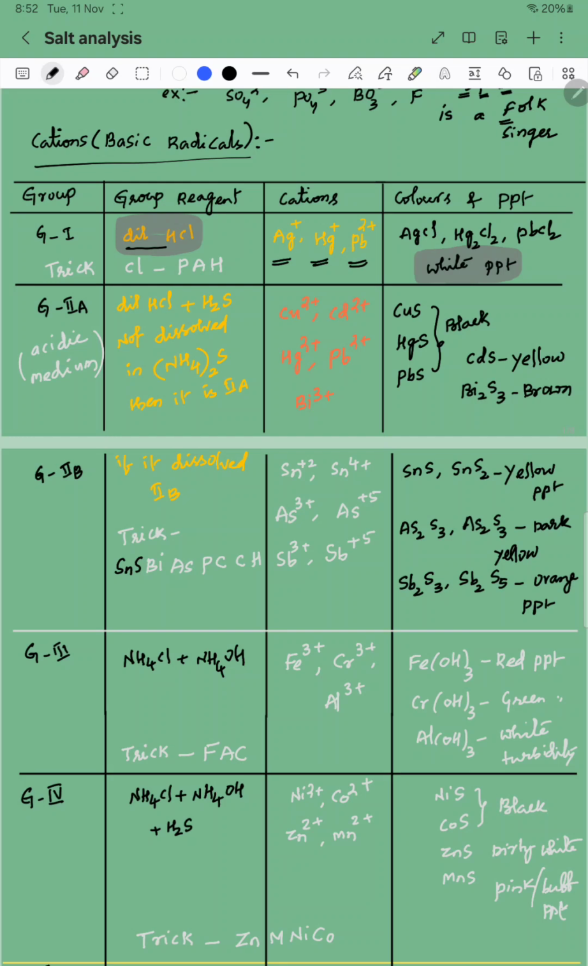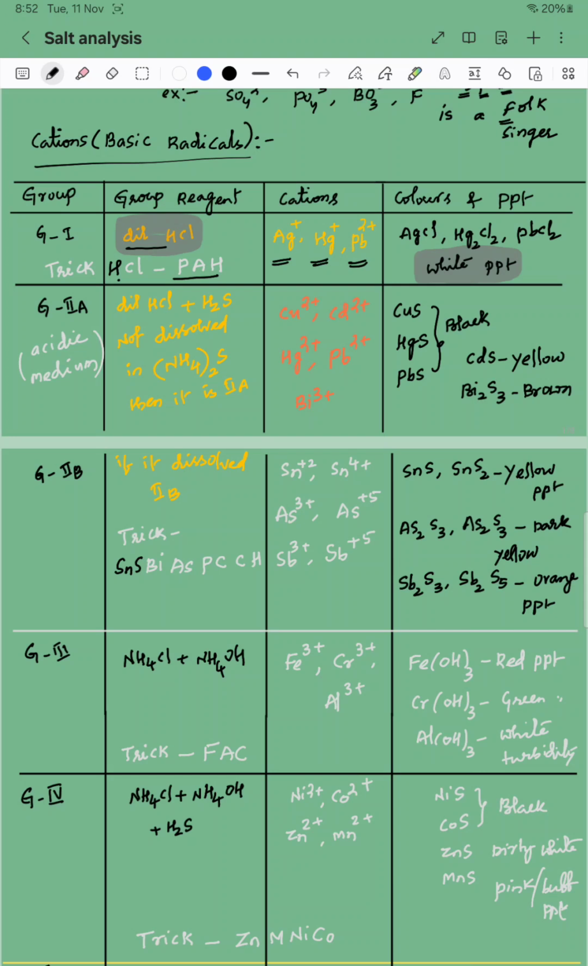This point is very important, right? Now how to remember, student? First group reagent is HCl, and remember it as HCl Pa, right? So P for lead, A for silver, H for mercury. Remember as HCl Pa, PAH Pa. That is the useful trick, right? These cations will give a precipitate only with dilute acid. The remaining everything will be soluble only, right?